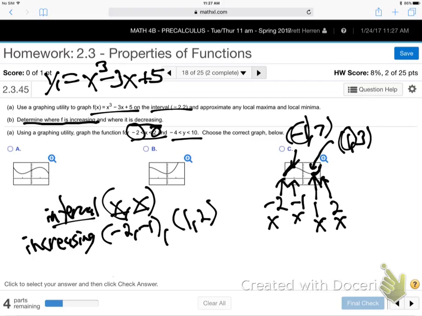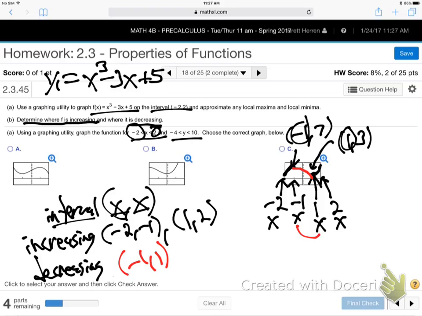Is that good? And then where's it decreasing? Where's the roller coaster going down? From -1 to 1. Yeah, from here to here. From -1 to +1, x value to x value. Intervals are always x value to x value.